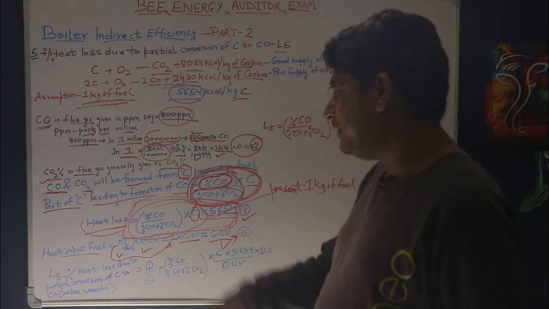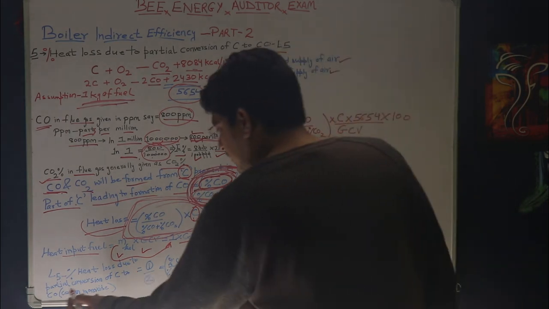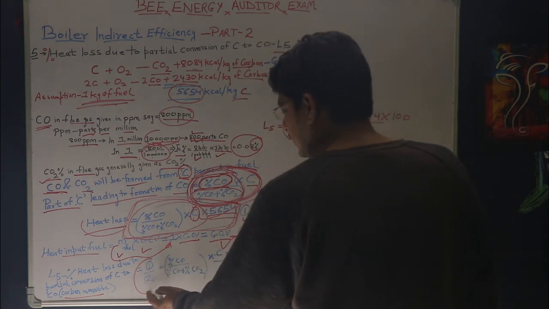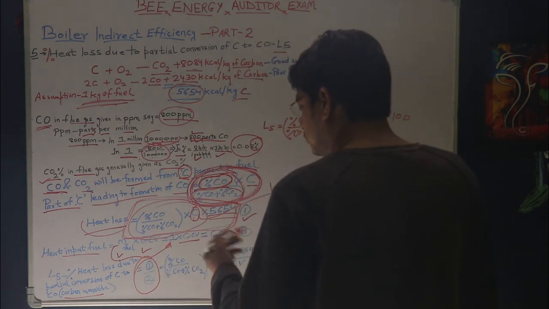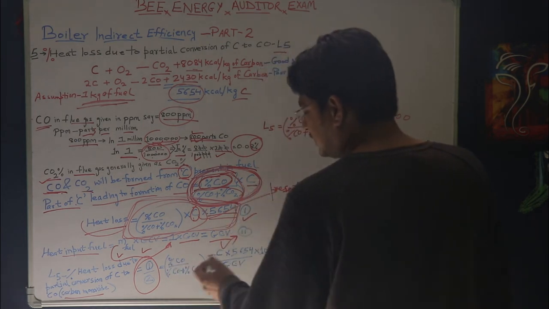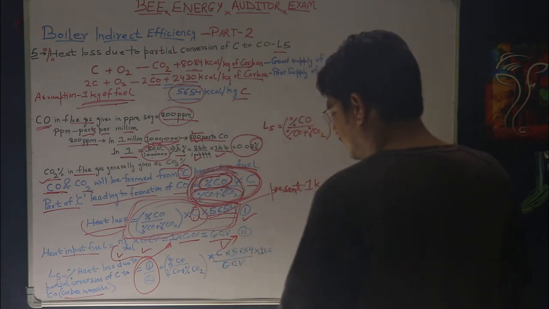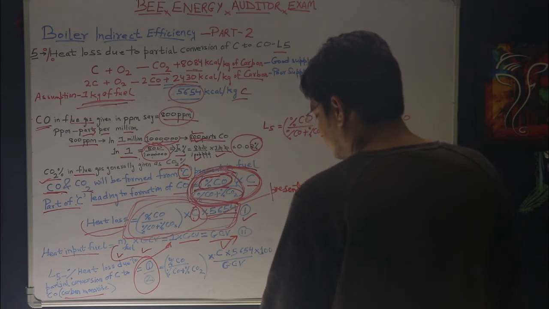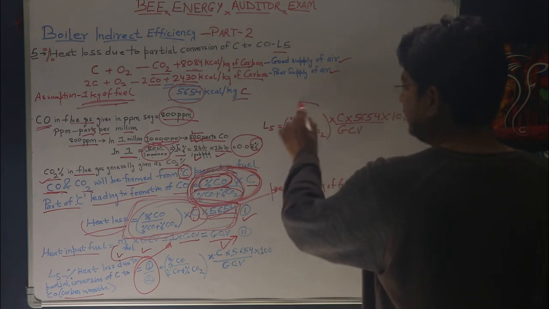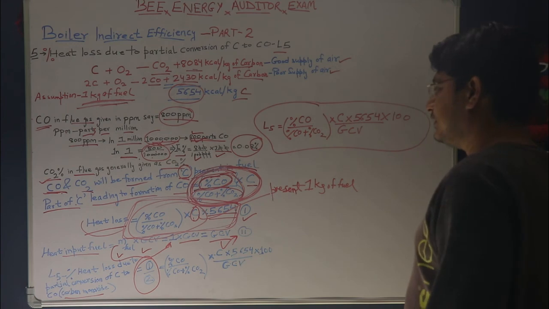Now the L5, that is heat loss due to partial conversion of C to CO, that is carbon monoxide, will be given by the ratio of 1 and equation 2, which is nothing but percentage CO divided by percentage CO plus percentage CO2, multiplied by carbon multiplied by 5654, divided by GCV, multiplied by 100. So friends, I hope now it is very much clear. So basically L5, as you have got, is this one.